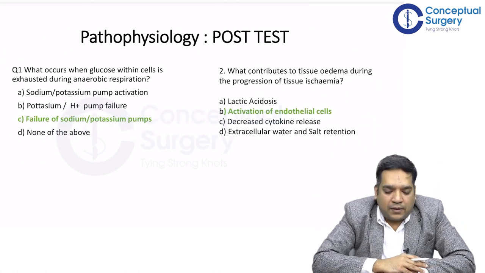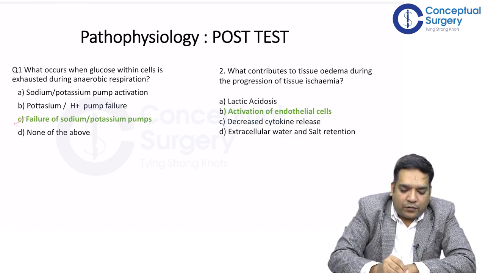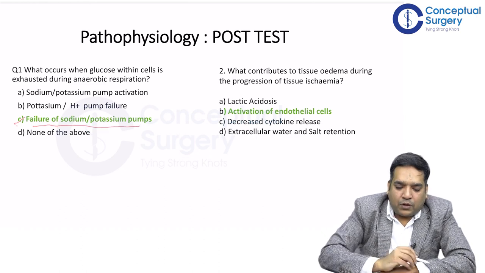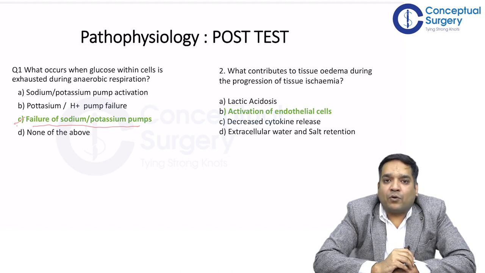So, now I am going to give the answers of the pretest. Question number 1 answer is choice C, failure of sodium and potassium pump. Whenever the glucose gets exhausted, anaerobic respiration ceases and the sodium potassium pump fails. This leads to release of autoreactive enzymes and cell lysis happens.